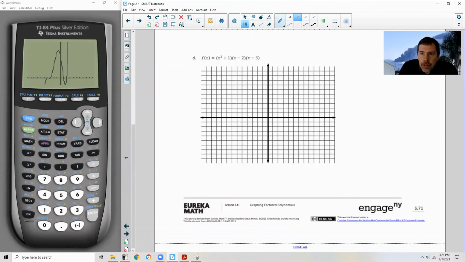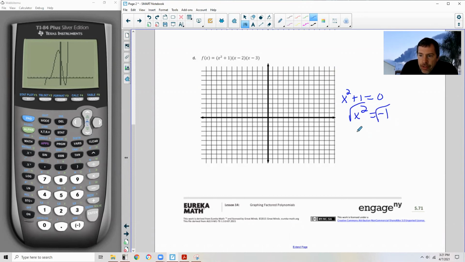Okay, so now this one is a little bit different. Our first factor is x squared plus 1. So what's going to happen there? Well, if we have x squared plus 1 equals 0, and I subtract 1 over to the other side, I get x squared equals negative 1. And when I take the square root of x squared, I'm going to get x equals the square root of negative 1, which is an imaginary unit, which means it is a complex number. It is going to turn and not hit the x-axis.